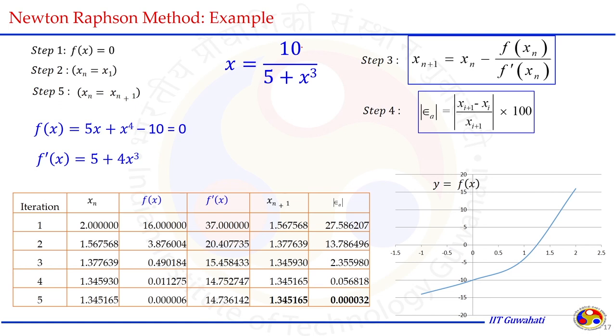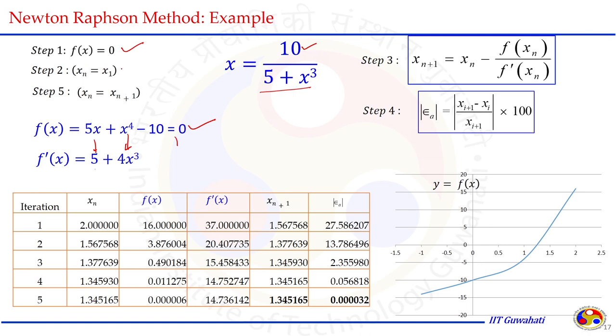So let's say in the numerical term, x is equal to 10 divided by 5 plus x cube. So the first step is to arrange it in this form, so that we get f(x) is equal to 5x plus x to the power 4 minus 10 is equal to 0. The derivative of this will be 5 from here, 4x3 from here. So we now have the f(x) value and the f prime value.